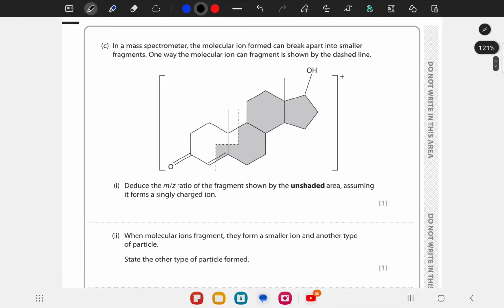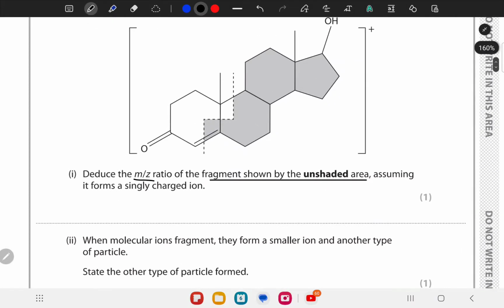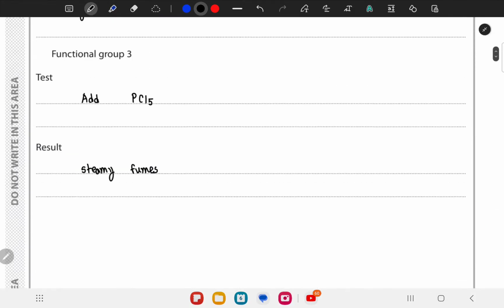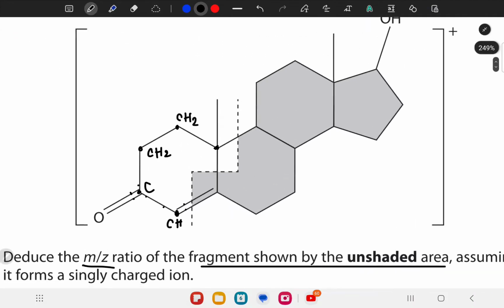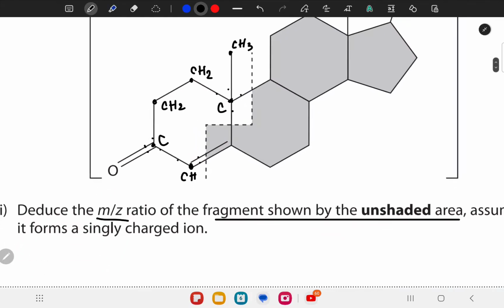Now we have to find the m/z ratio of the fragment shown by the unshaded area. So we have 1, 2, 3. So CH over here, 1, 2, 3, 4. So a single carbon, CH2, CH2, okay. This has 1, 2, 3, 4. So this is a single carbon, and this is CH3.